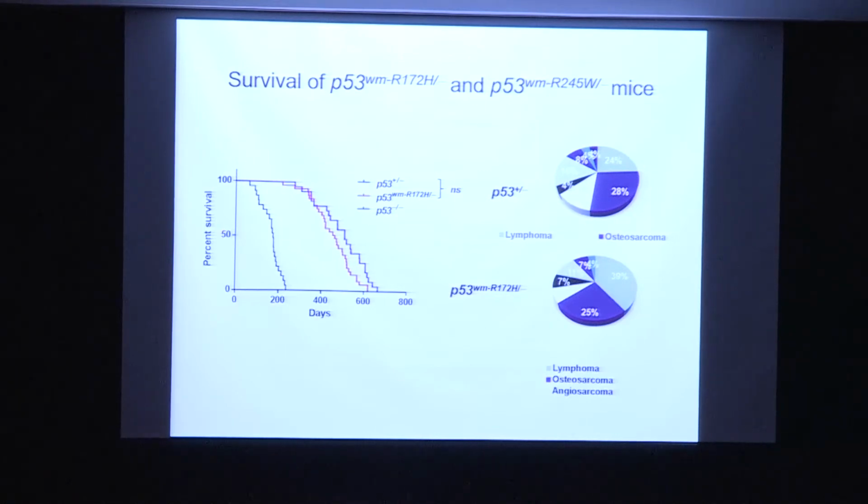So these mice in blue are the p53 heterozygotes, and then in red are the W allele with a null allele, and there's no difference between the survival of those two mice. So it suggests that this allele is as wild type as it gets. These are the different kinds of tumors that develop in the two different mice, and there's no difference in the kinds of tumors these animals develop.